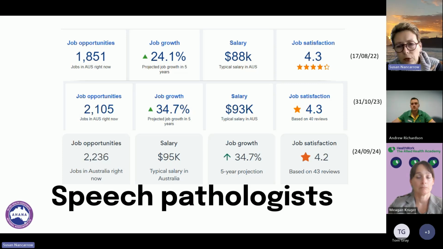I've just got some examples of changes in the number of job advertisements over the last 2 years for a number of allied health professionals that you're likely to be working with in the aged care sector. Top is about 2 years ago from August 2022, and the bottom was taken just last week, and the middle one was taken last year. So this is for speech pathologists. 2 years ago, the number of jobs advertised on SEEK were about 1,800, and you can see that's gone up by about 400 in 2 years.